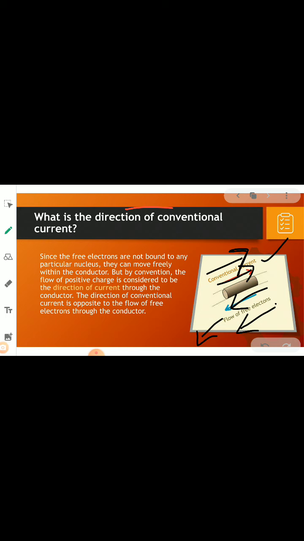The current in a conductor is said to be 1 ampere if 1 coulomb of charge flows through the conductor in 1 second. If 1 coulomb of charge is flowing in 1 second, then the current is said to be 1 ampere. This you have to remember. And the direction of the conventional current, that is opposite to the direction of flow of free electrons. Current is flowing opposite to the direction of free electrons. So these 4 to 5 points you have to remember.